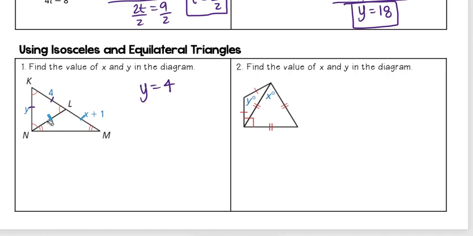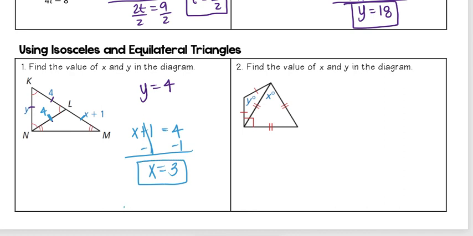Well, I already know the measure of this side from this equilateral triangle, so I already know that this is equal to 4. So that means that x plus 1 is equal to 4. And then when I subtract 1 from both sides, I get that x is equal to 3.